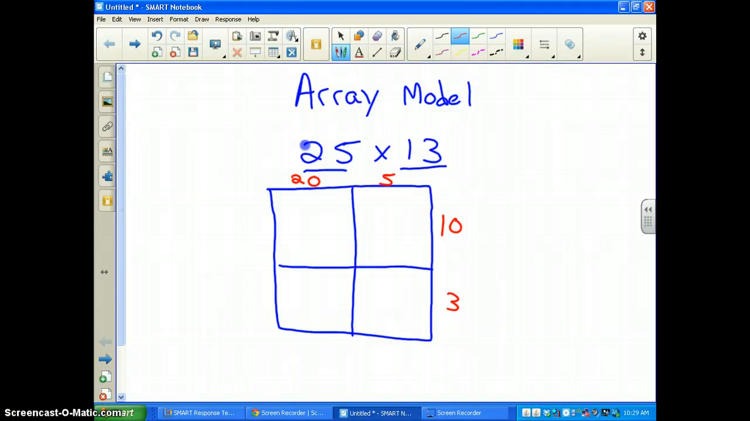Notice what we're doing is we're separating it into tens and ones. Right? Same thing here, tens and ones. This is what we do with the array model. And then what we do is we multiply the numbers together.